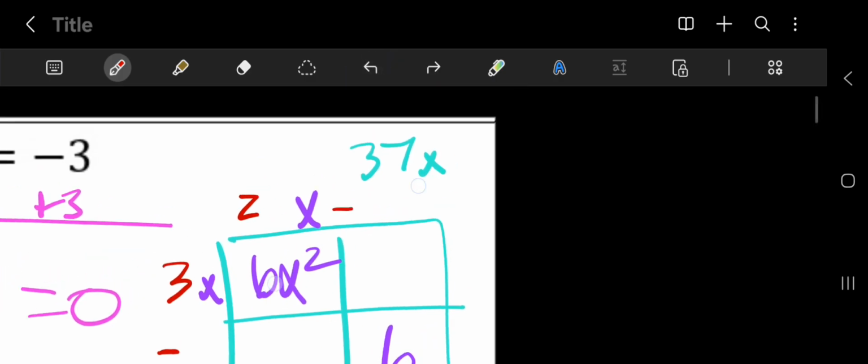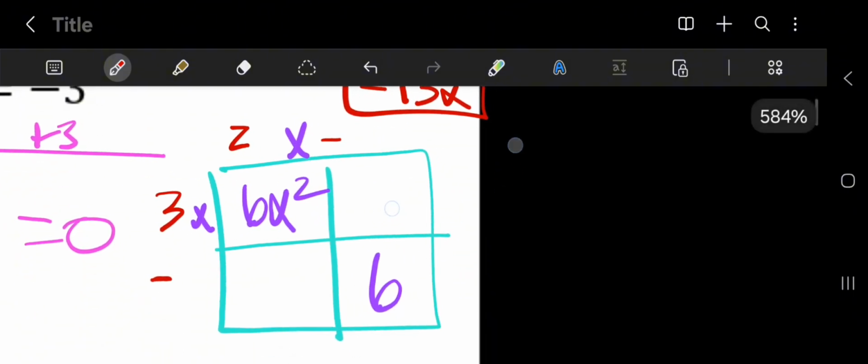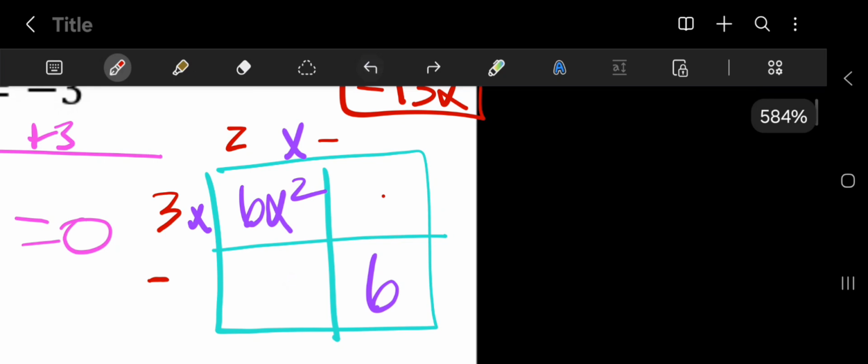Because what we eventually need to get to is a negative 13x, right? We need these guys right here to add up to negative 13x. So, how are we going to do that? Well, we can also do trial and error once again.